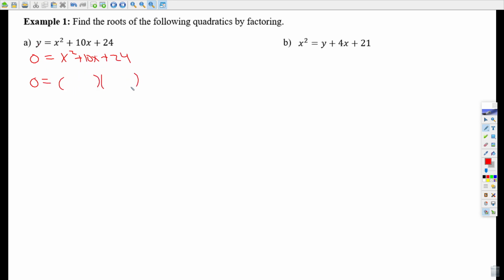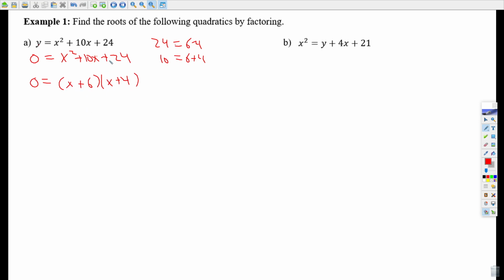So I'm going to go 2 sets of parentheses. We're multiplying to 24, adding to 10. That should be 6 times 4, 6 plus 4. And if you remember, shortcut means we just put plus 6 plus 4, and then x and x.